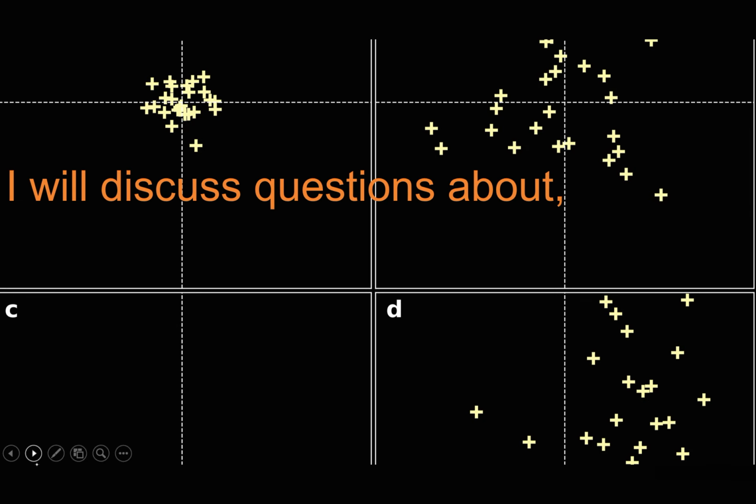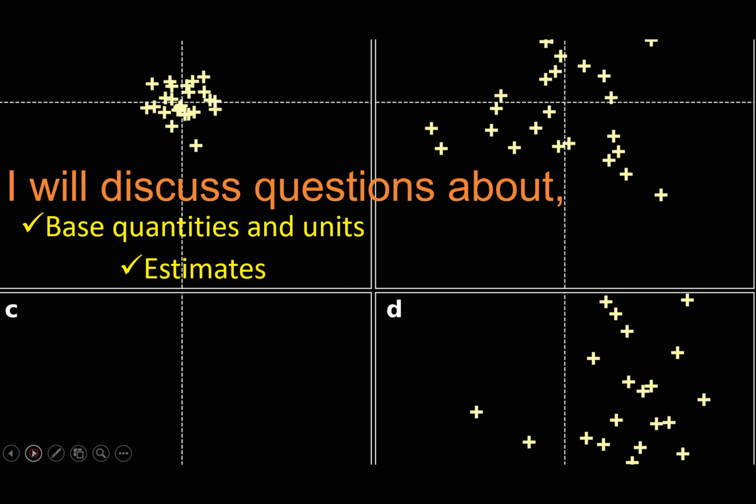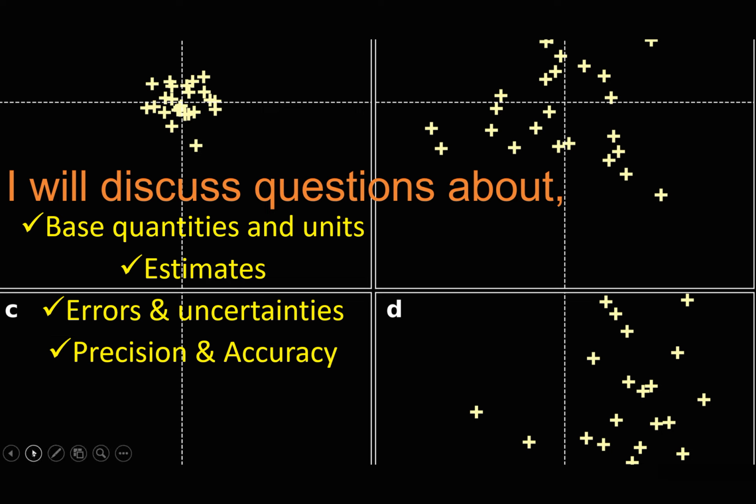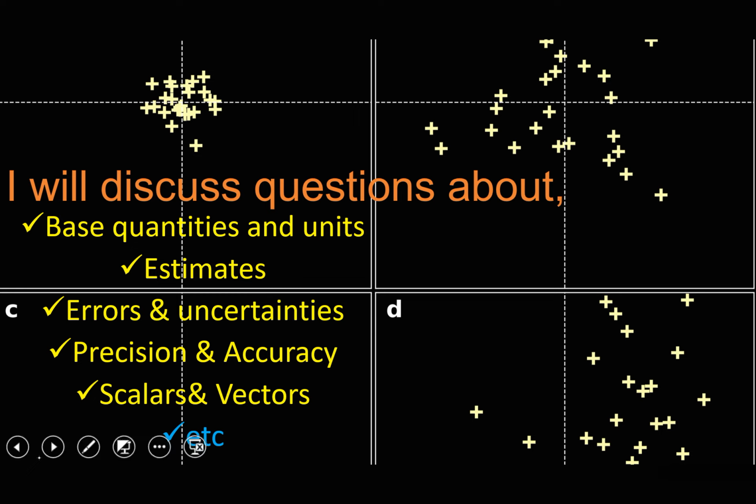Some of them we have already seen in part 1, and these include questions about base quantities and units, and estimates. We have seen errors and uncertainties in part 1. We shall see them again in part 2, and precision and accuracy, scalars and vectors, of course not forgetting systematic and random errors, and so many more. So without wasting any time, I would like to take you to part 2 of solving the past paper questions under physical quantities and units or base units, measurements, errors, and uncertainties. So let's go to the document to solve the questions.